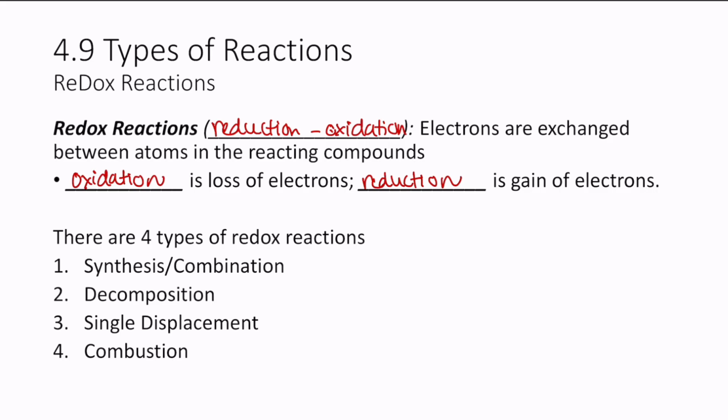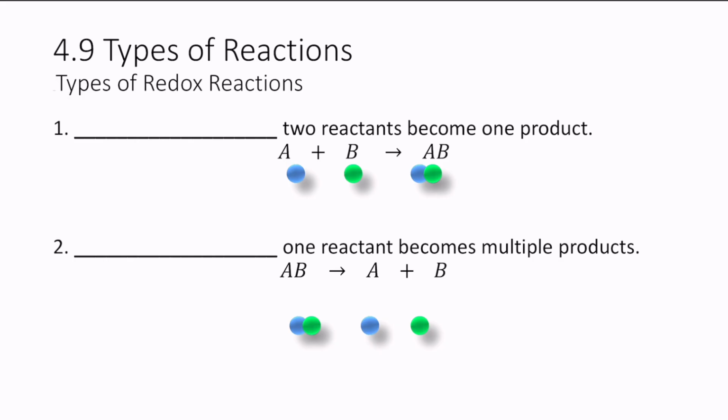There are four different types of redox reactions. We have synthesis or combination. Those two words are used interchangeably. Decomposition, single displacement, and again, just like with double displacement, you might see this also as single replacement. They are used interchangeably. And then finally, combustion. So let's look at these all together.